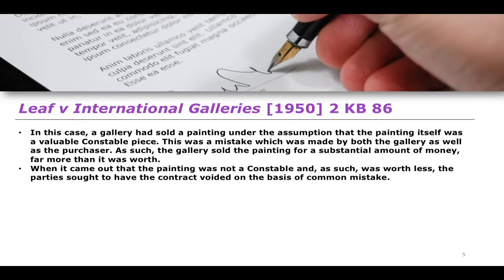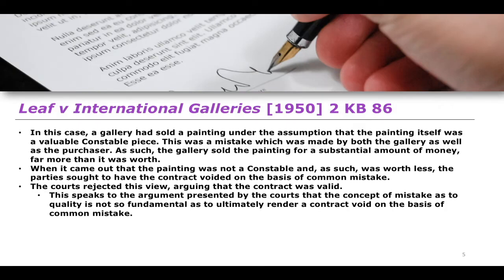And so when it came out and it was discovered that the painting in fact was not a Constable and was worth a far less amount of money than it was sold for, the parties sought to have the contract voided on the basis that there was a common mistake, a mistake as to the quality of the product. Again, the courts rejected this view, and they argued that the contract itself was in fact valid.